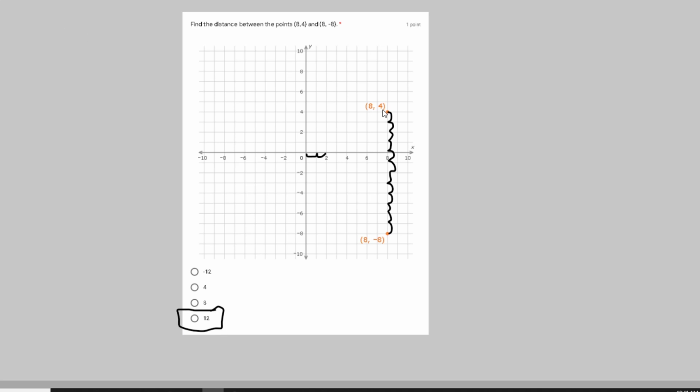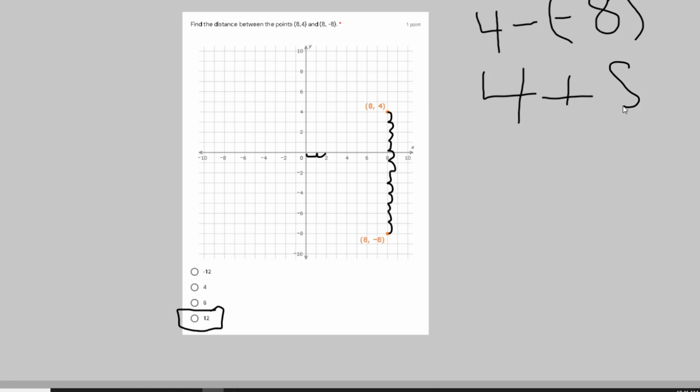You can also see that if you found the difference between our y coordinates, since they have the same x, you do 4 minus negative 8, which is the same thing as 4 plus 8, which is 12. And for these answers, whenever you're working with a distance, the answer always needs to be positive. So you could have crossed this one out right at the start.